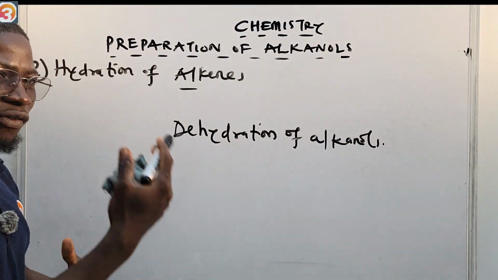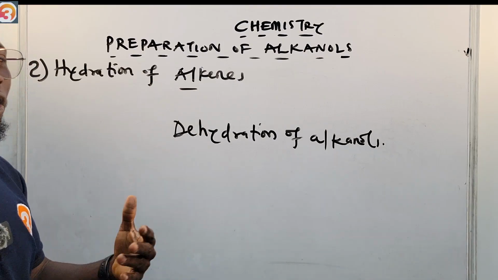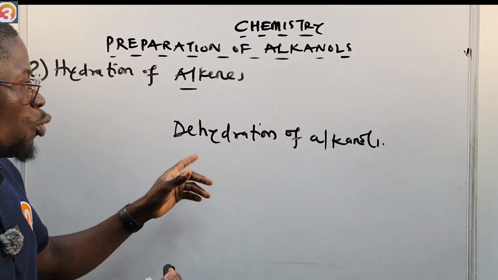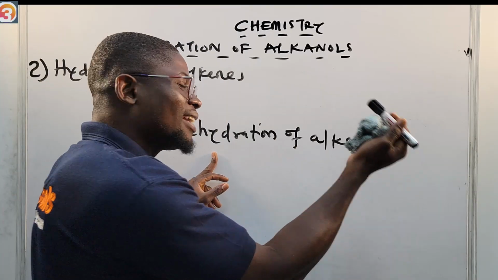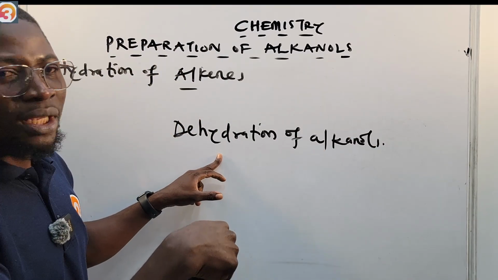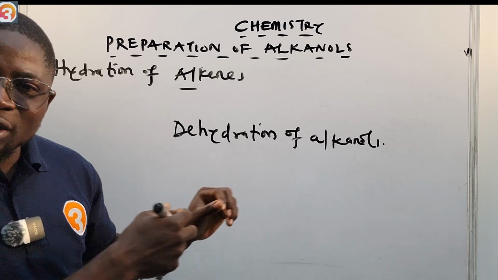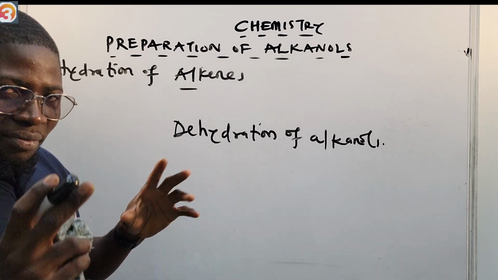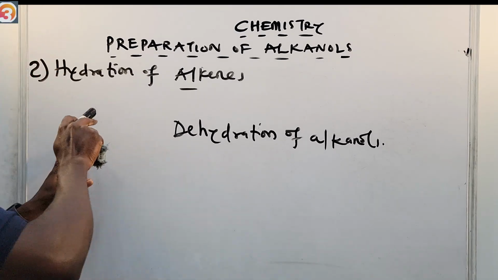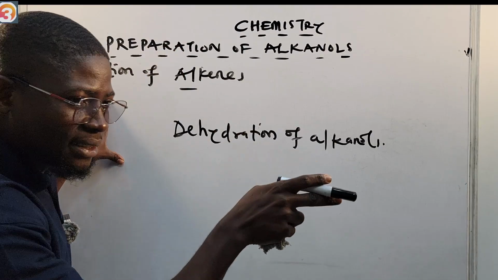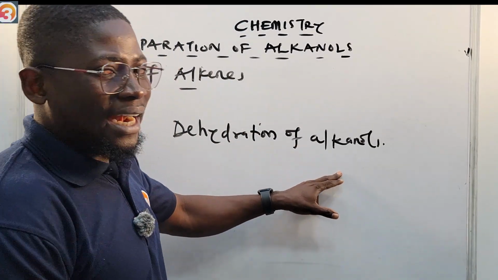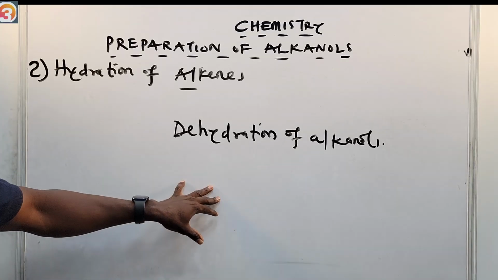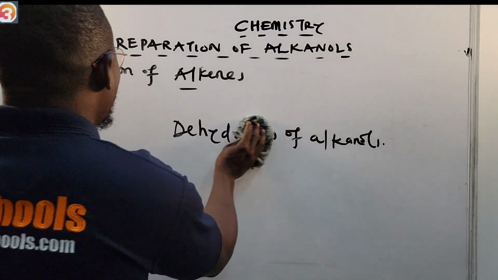So hydration of alkenes is a method of preparing alcohols. If you want to prepare the alkene, you dehydrate the alcohol. When you dehydrate, it means you are removing the water. So you understand what I'm saying? Hydration of alkenes will produce an alcohol. The dehydration of an alcohol or an alkanol gives us an alkene. So please take note of all that.